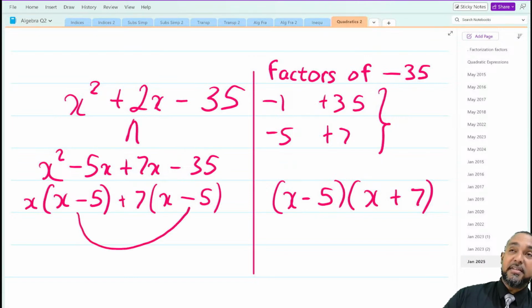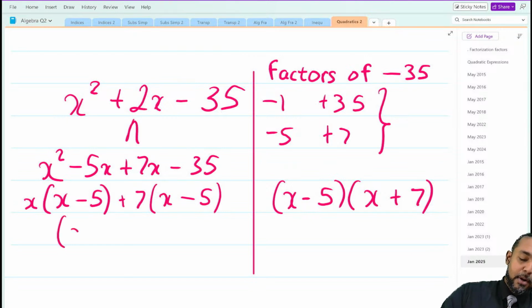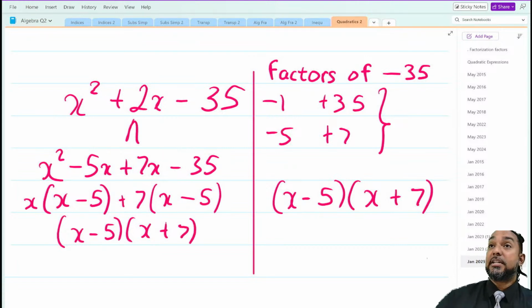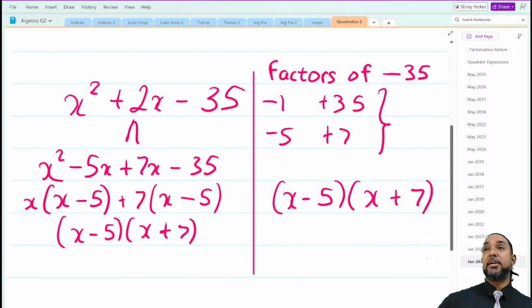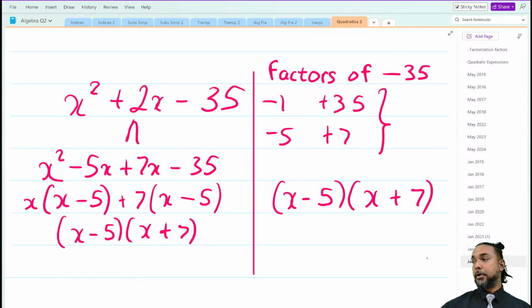And now, are the brackets the same? Yes. So what we do is we pull the bracket as the common factor. It doesn't matter: x plus 7 by x minus 5. So remember, it's multiplication. So whether you do 2 by 3 or 3 by 2, no matter. Minus 5 by 7 and 7 by minus 5 is the same thing. All right?